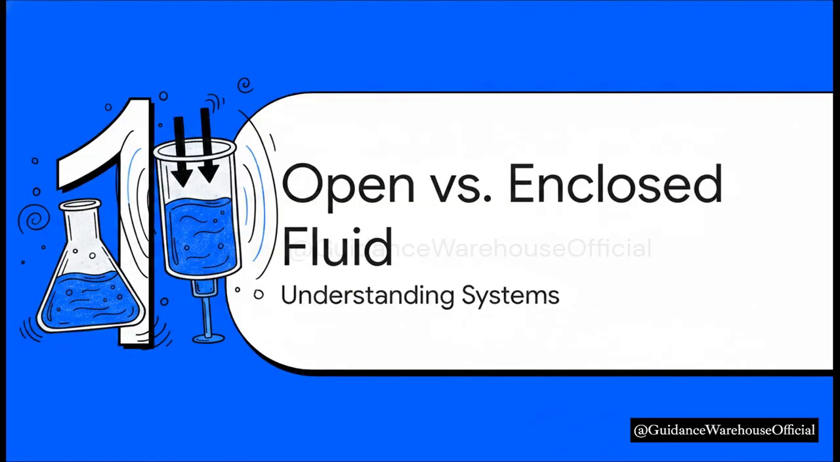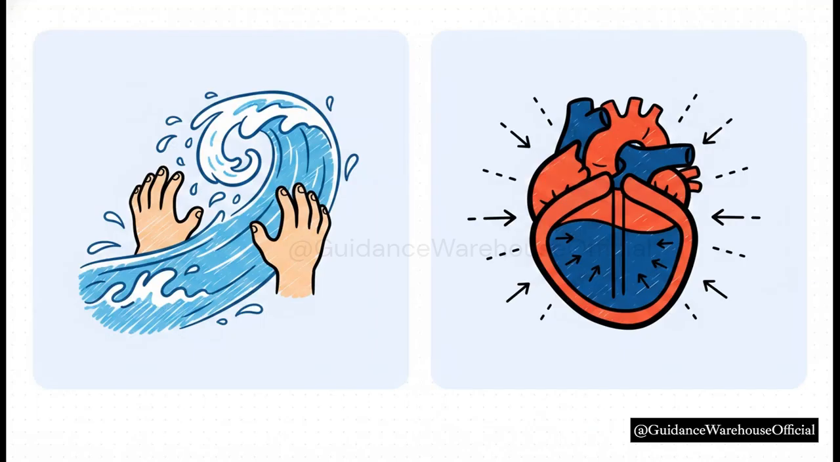Section 1. The open versus enclosed fluid. To really get how these systems work, we have to start by looking at what actually happens when we try to push on different kinds of liquids. Imagine you're standing knee-deep in a flowing river. You put your hands in the water and give it a big shove. What happens? Basically nothing, right? The water just flows right around your hands and escapes.